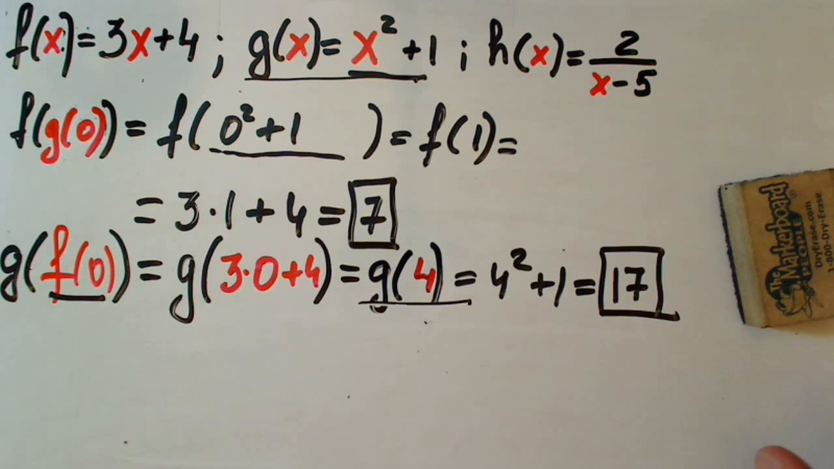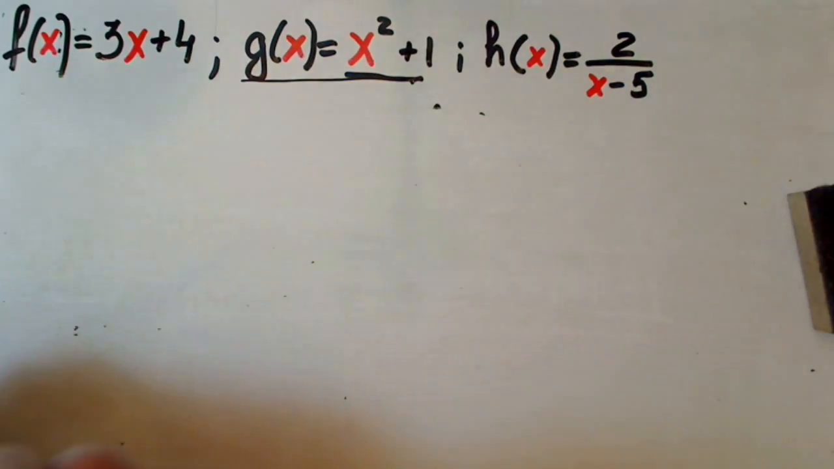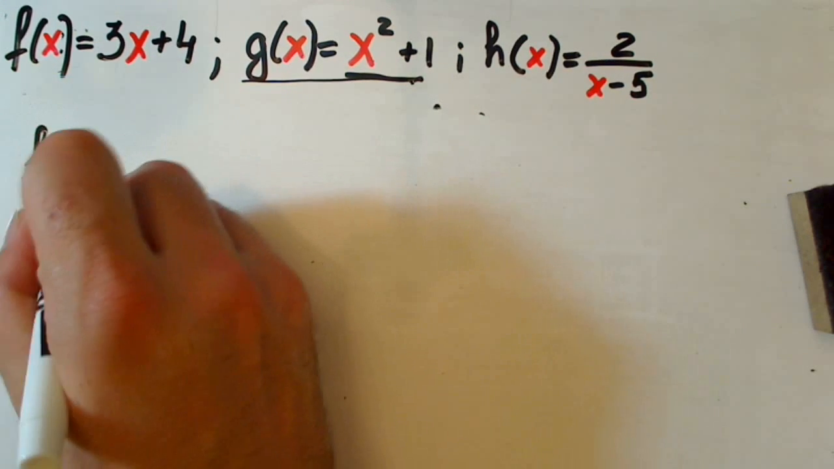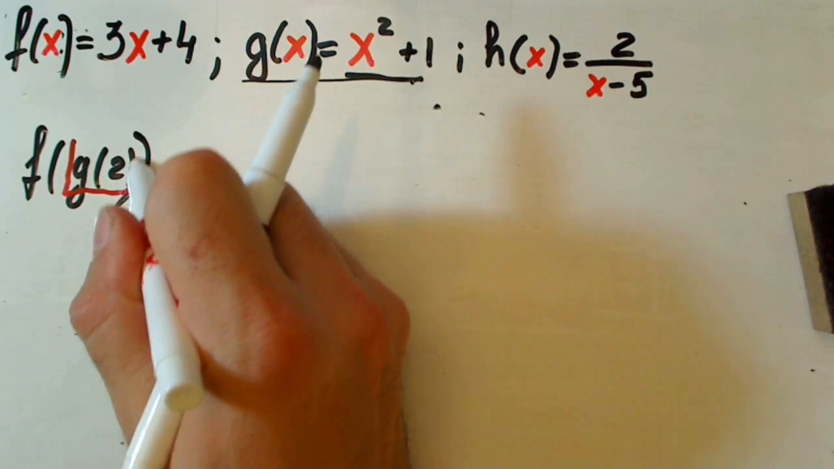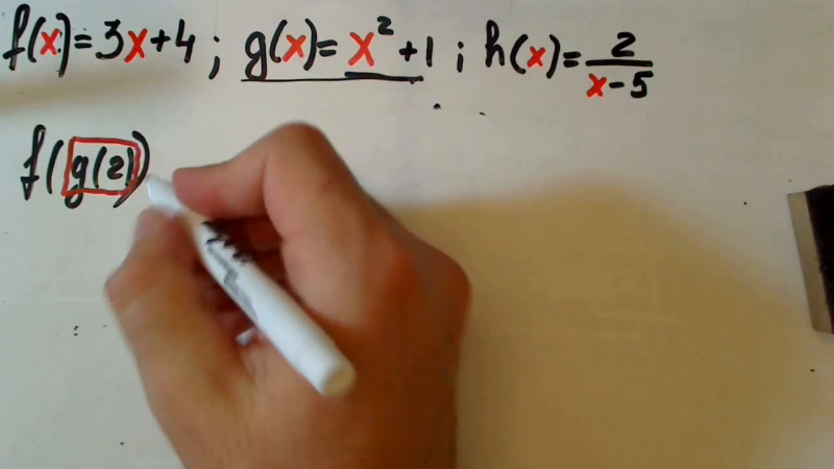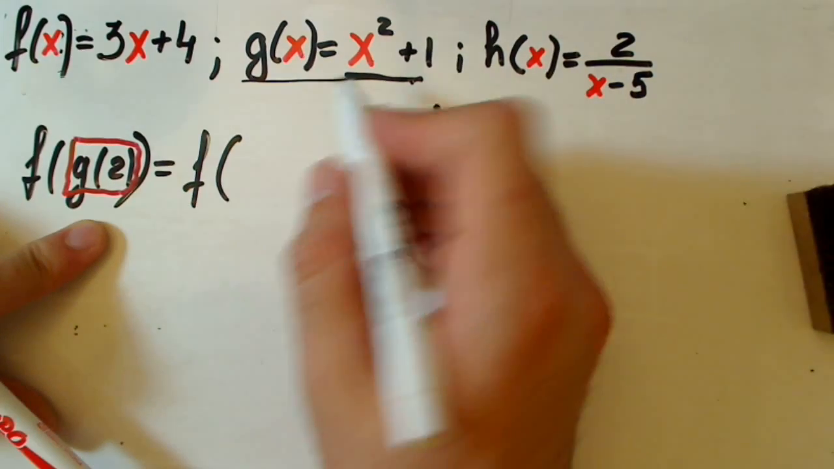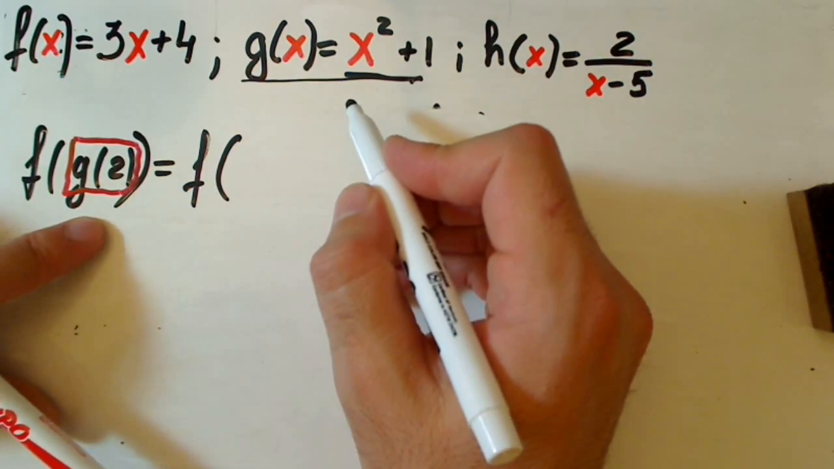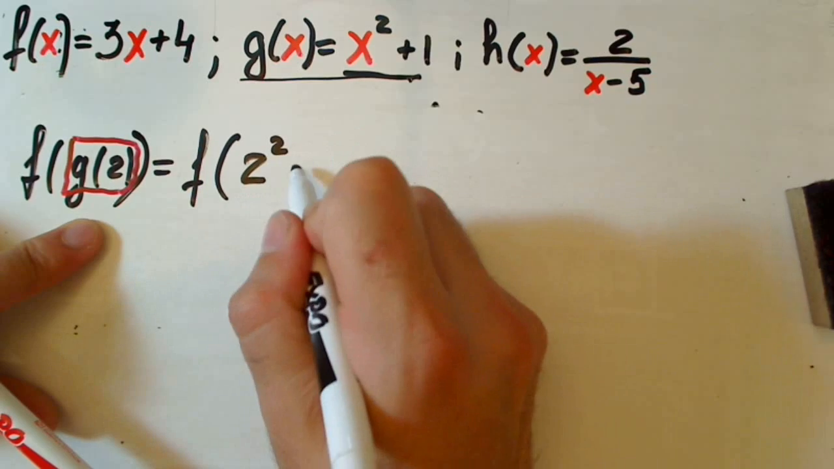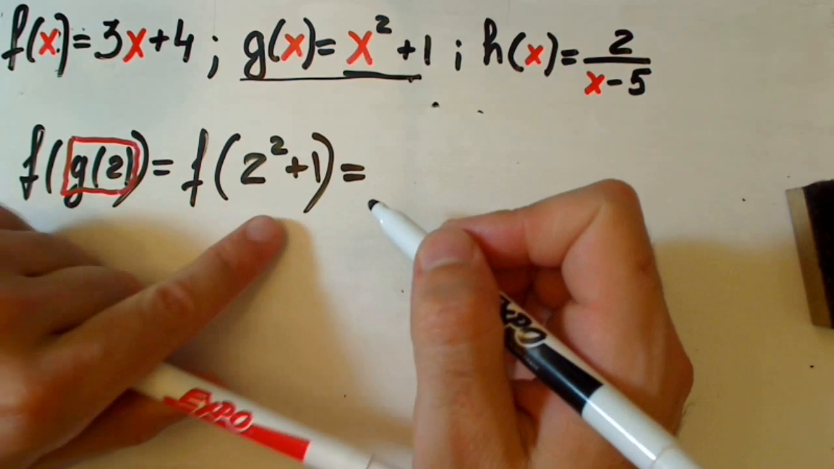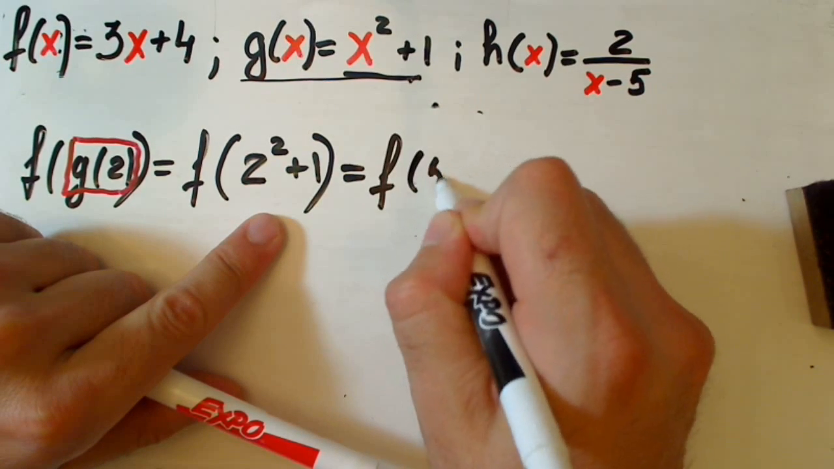Now, next one, let's erase this. Next one is we have to find f of g of 2. Again, what is our input? It's inside here, g of 2. Keep f alone, find the value of g. And the value of g, when the input is 2, means x squared plus 1, so substitute 2 squared plus 1, and we have 2 squared is 4, plus 1 is 5. Now what we have is f of 5.